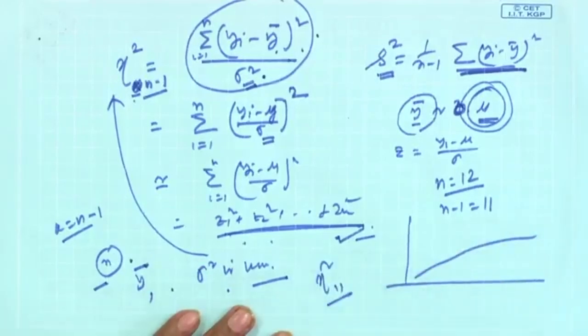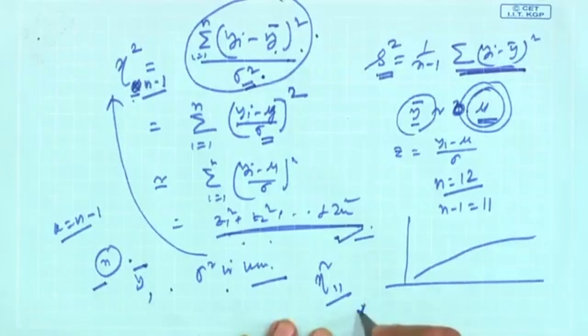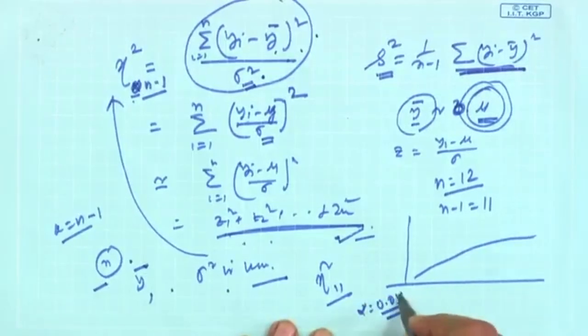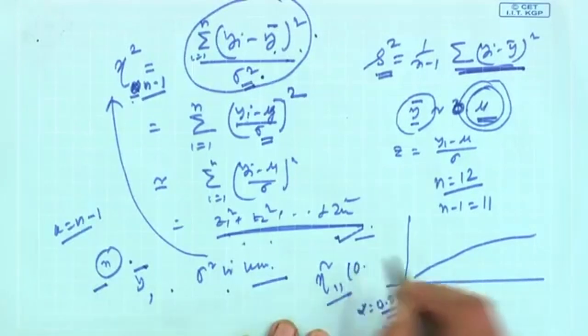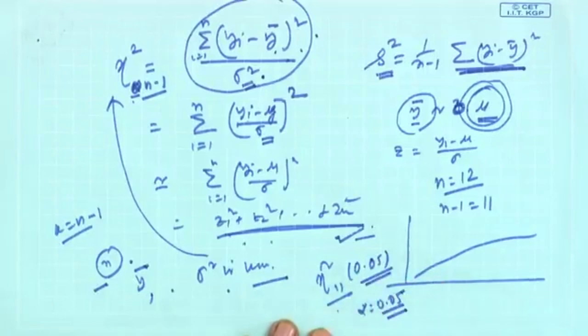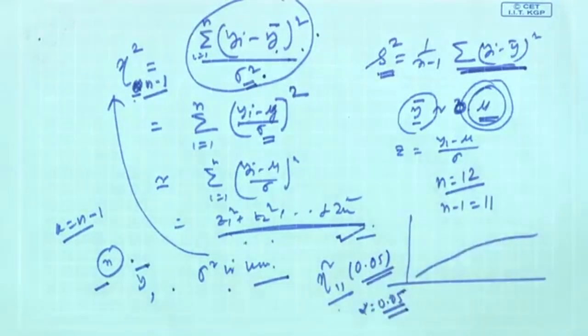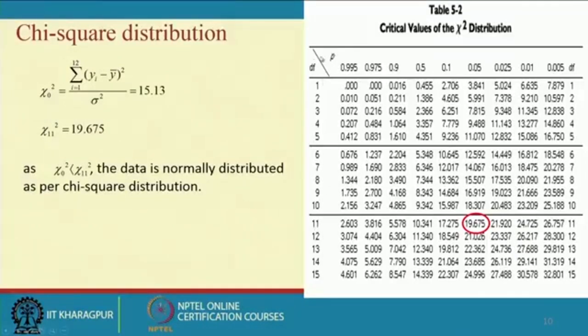Now, if I say that alpha equal to 0.05, the detail will be told to you later on, we want to find out the value of chi square 11 at 0.05. You will see the chi square table, where the rows represent the degrees of freedom in the first column, and the other columns are different probability values. So, our chi square 11 with significance probability 0.05, this value is 19.675, and our computed chi square value is 15.